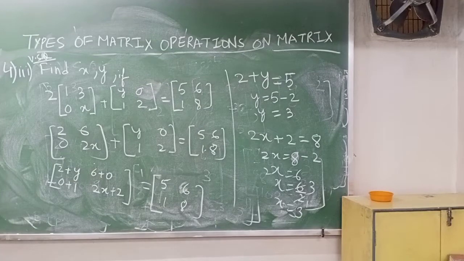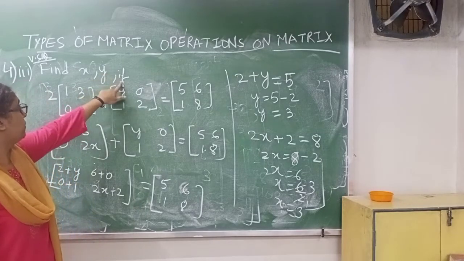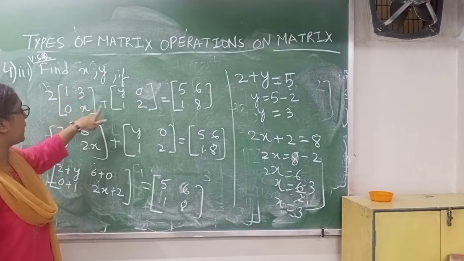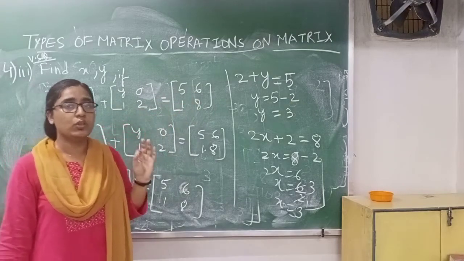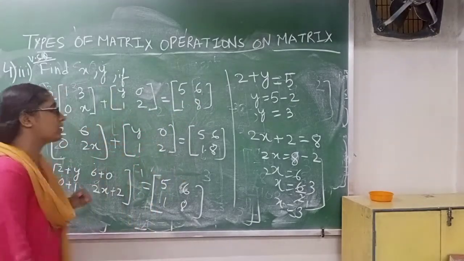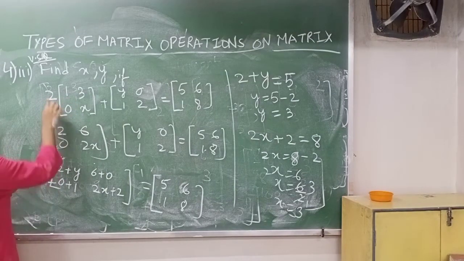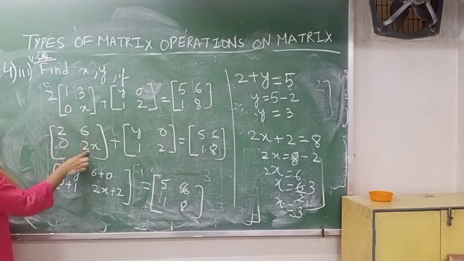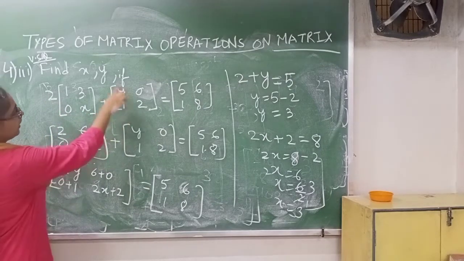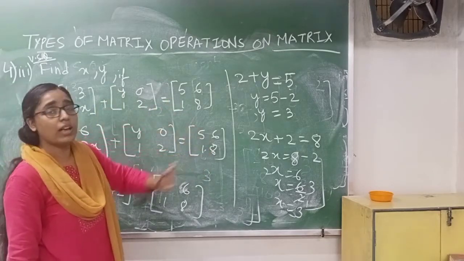Now class, very short question number 43, find x and y. You have to find the value of x and y if the matrix 2, 1, 3, 0, x plus this matrix equals this matrix. First you will use scalar multiplication. In scalar multiplication, this 2 will multiply with all: 2 into 1 is 2, 2 into 3 is 6, 2 into 0 is 0, 2 into x is 2x. Then plus sign. Here no scalar multiplication, so we will write this one as it is and this one also as it is.